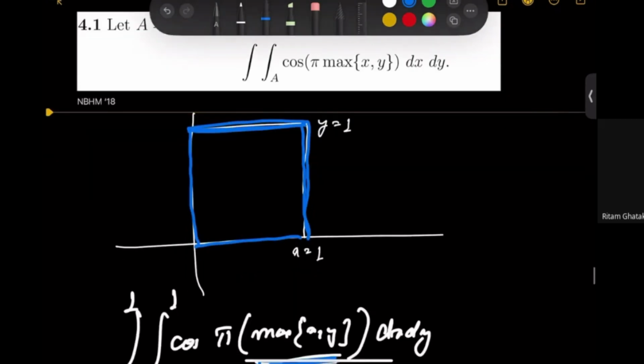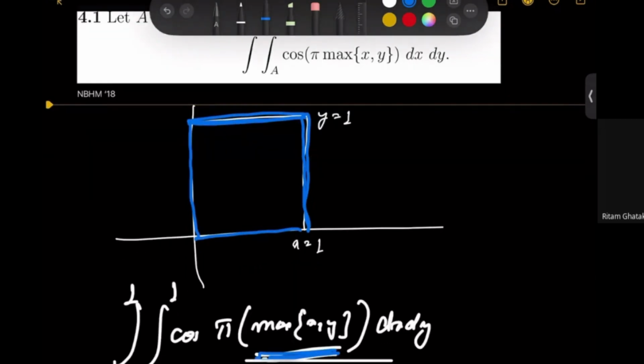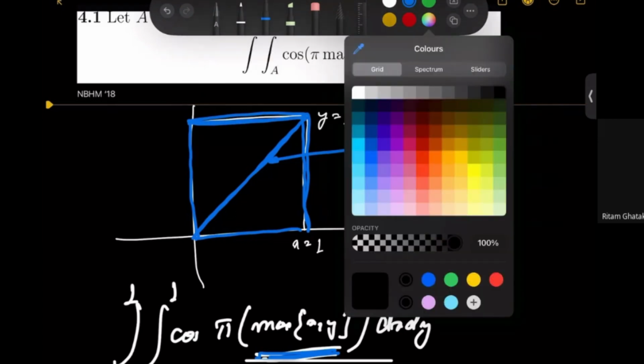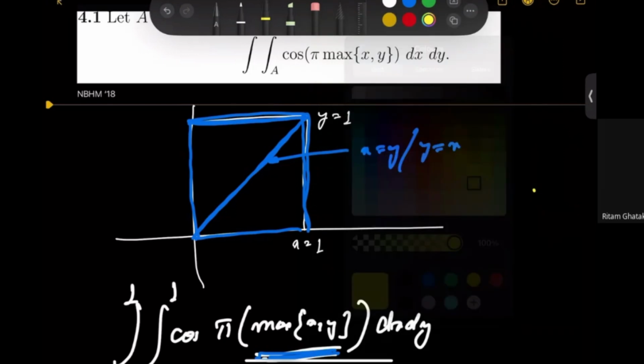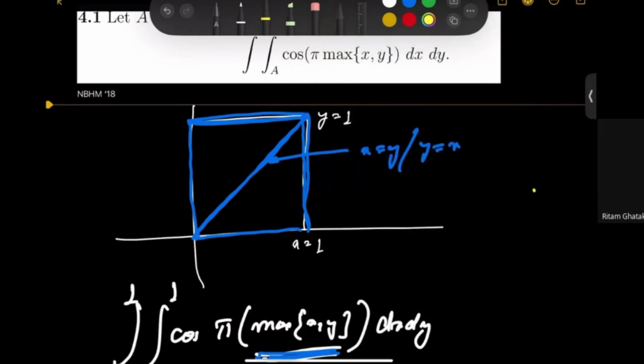See, if I break it up, this line has the equation x equal to y or y equal to x, whatever it is, correct? And what about this small triangular region? In this region, which one is true? Is it x greater than y or y greater than x? Which one is true?